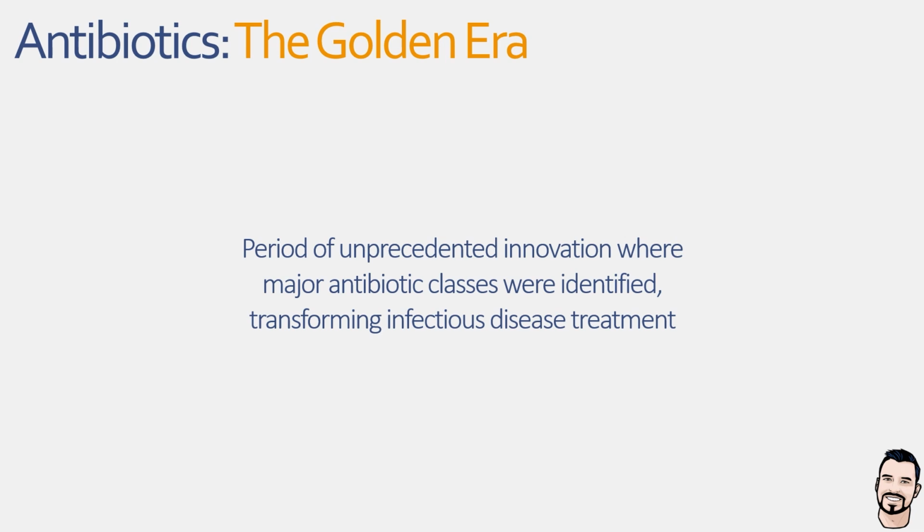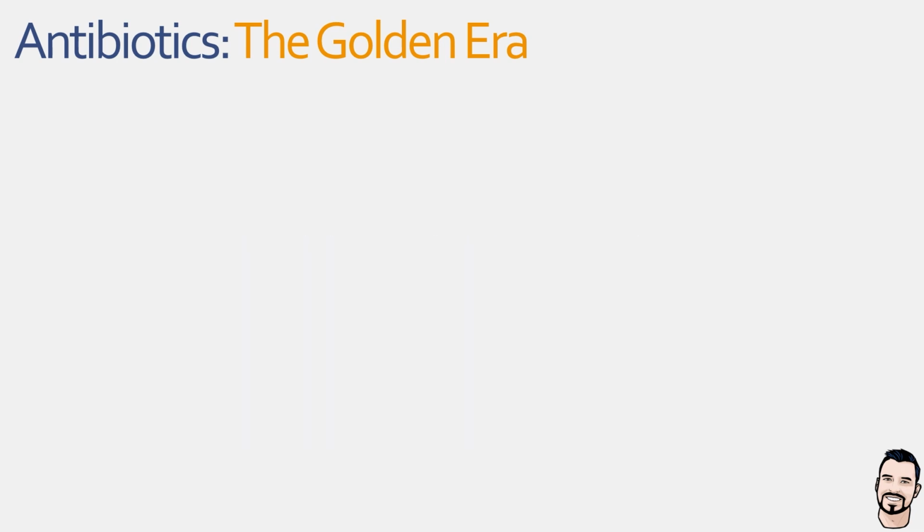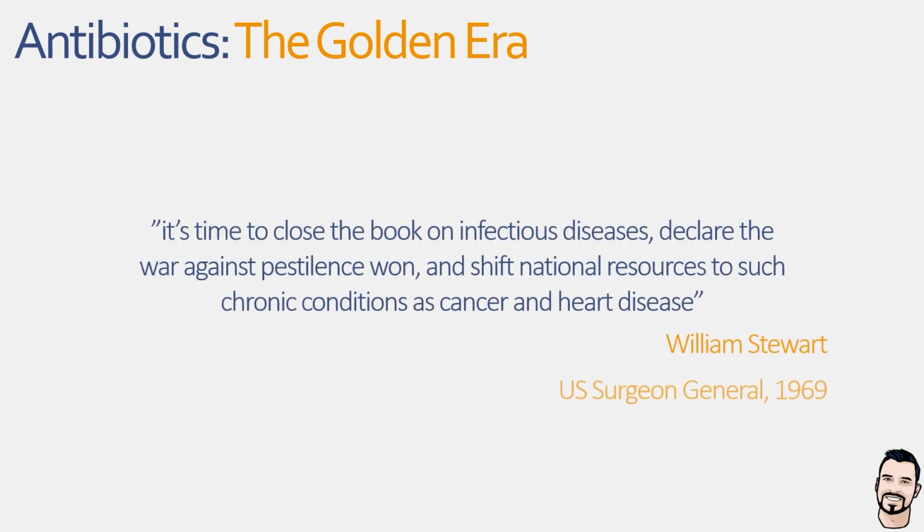Now, the impact was staggering as global morbidity and mortality rates from infectious diseases fell dramatically. Surgical outcomes improved, and life expectancy started to rise. And at this point, confidence in medical progress was so high that in 1969 the US Surgeon General Dr. William Stewart famously declared, "It's time to close the book on infectious diseases, declare the war on pestilence won, and shift national resources to such chronic conditions as cancer and heart disease."